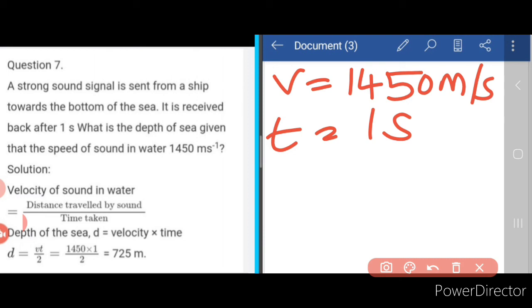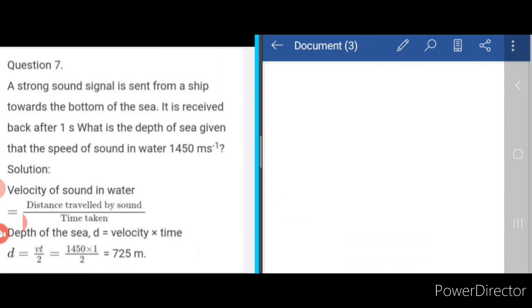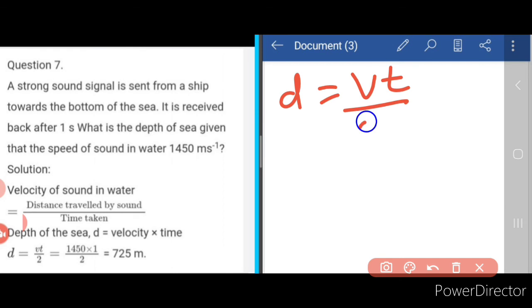Now what we have to find out? We have to find out the depth of the sea, right? Now, we know, this is also under the concept of echo. So we know that V is equal to 2D divided by T. Let's substitute in this equation. So we will get D is equal to Vt divided by 2.